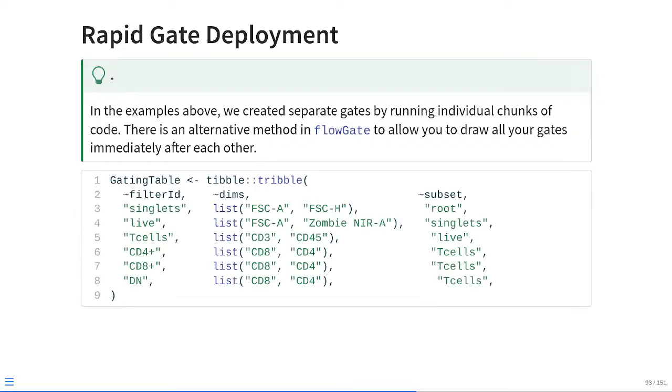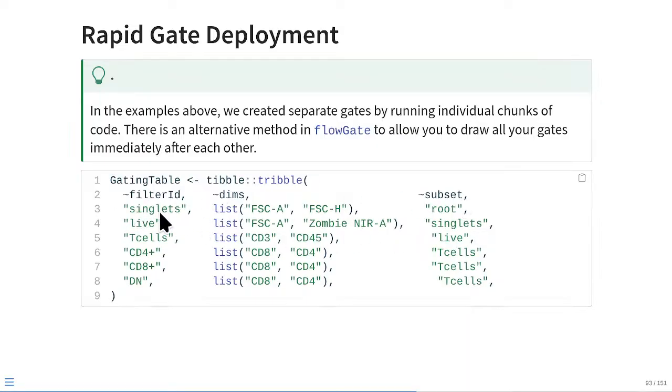And this is going to look a little bit different from what we've currently done. It uses the tibble package, which is one of the tidyverse packages, specifically the tribble function, which may be the only time we see it during the course, but it kind of facsimiles drawing a CSV file with individual columns. So you can see there's a little squiggly with filter ID corresponding to that first column name, squiggly with dims corresponding to the second column name, squiggly with subset corresponding to the third column name.